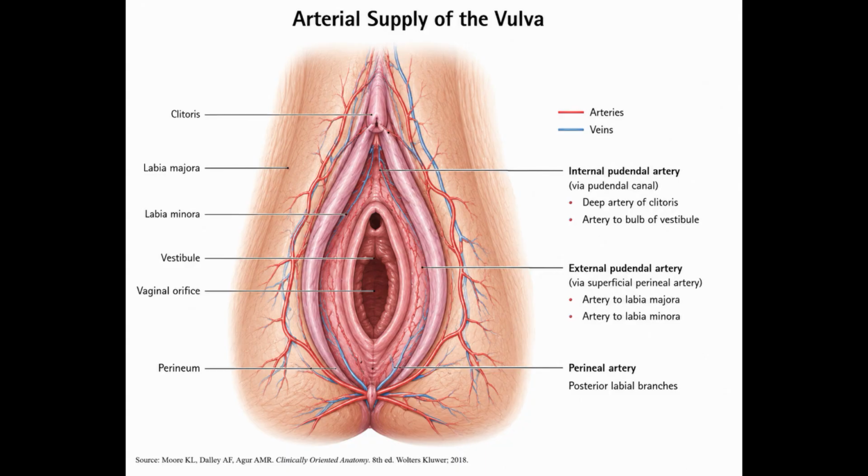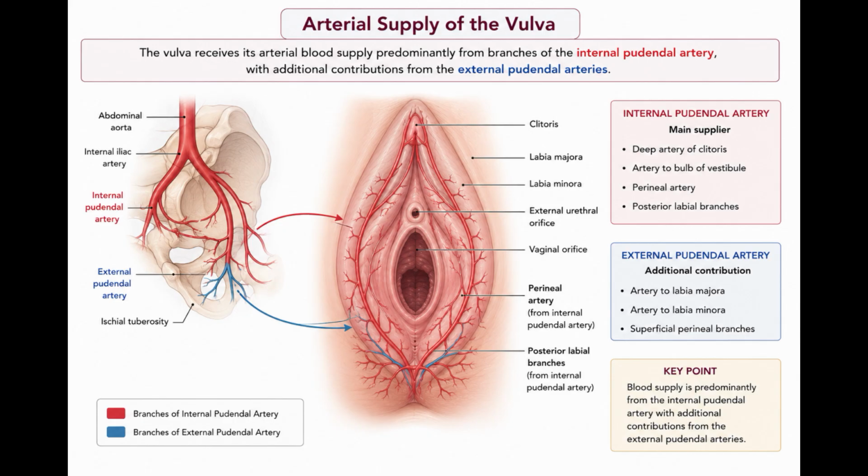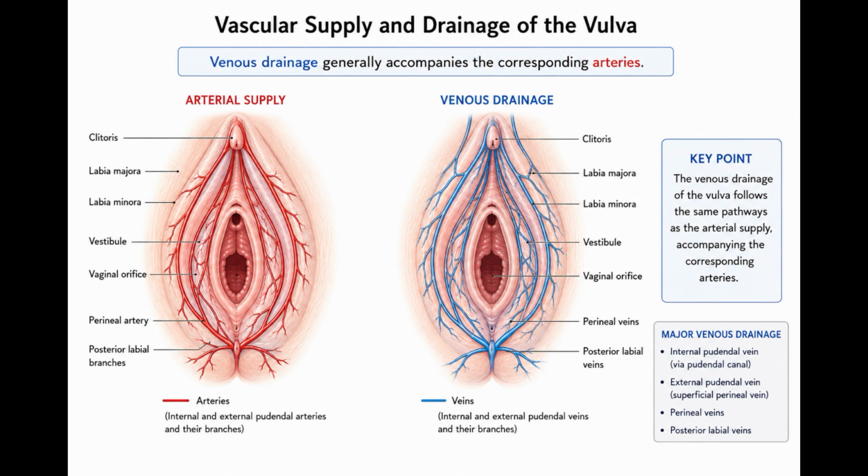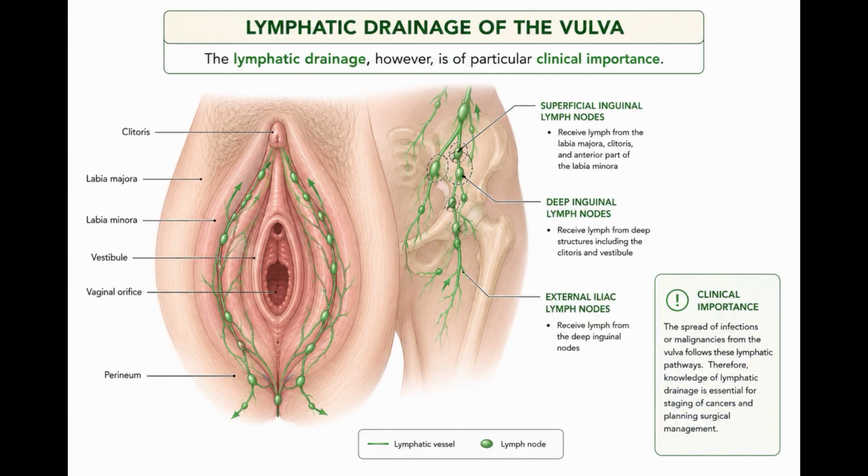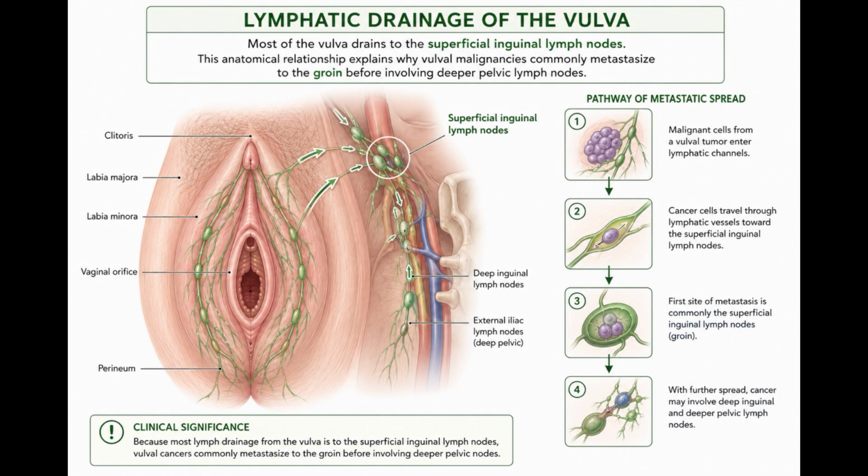Now let's briefly discuss the vascular supply. The vulva receives its arterial blood supply predominantly from branches of the internal pudendal artery, with additional contributions from the external pudendal arteries. Venous drainage generally accompanies the corresponding arteries. The lymphatic drainage, however, is of particular clinical importance. Most of the vulva drains to the superficial inguinal lymph nodes. This anatomical relationship explains why vulval malignancies commonly metastasize to the groin before involving deeper pelvic lymph nodes.